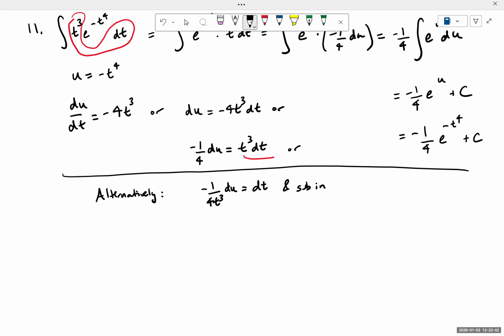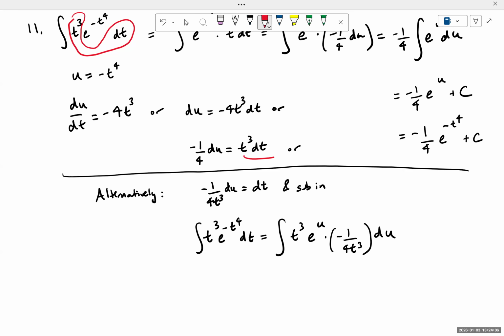If you look at the video and you're like, what happened? If you sub in, you get t cubed e to the minus t to the fourth dt, and then you can keep this t cubed. You can put the u in. You can put in minus 1/4 t cubed du here, and then these t cubes all cancel out. Beautiful. And then I have minus 1/4 e to the u du.